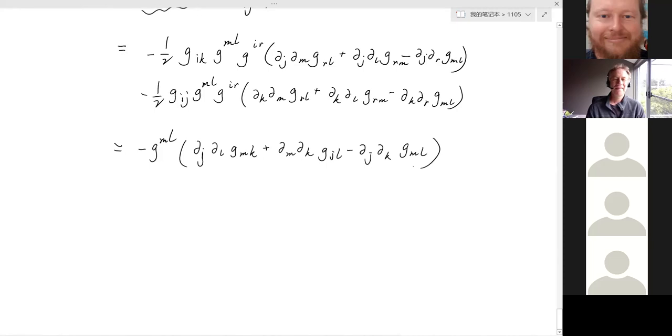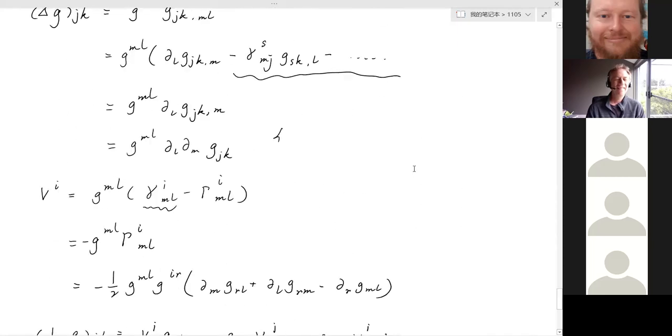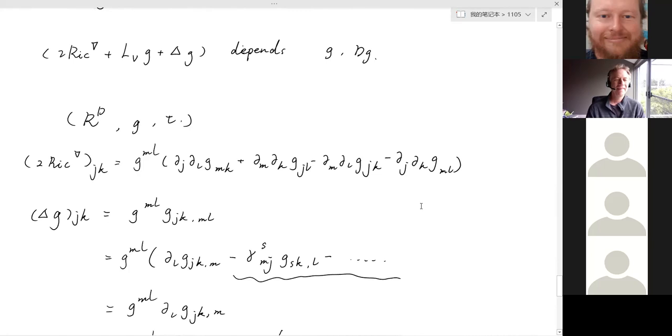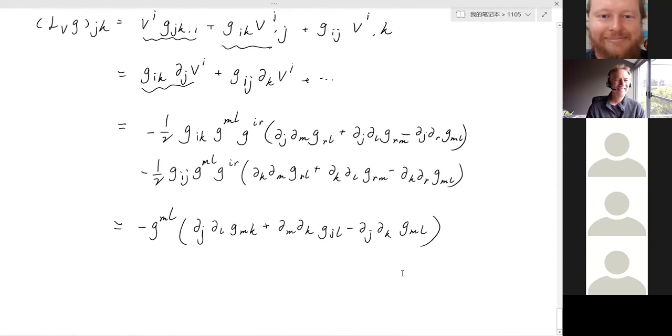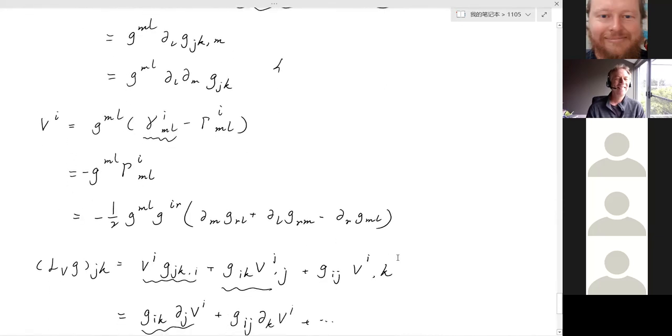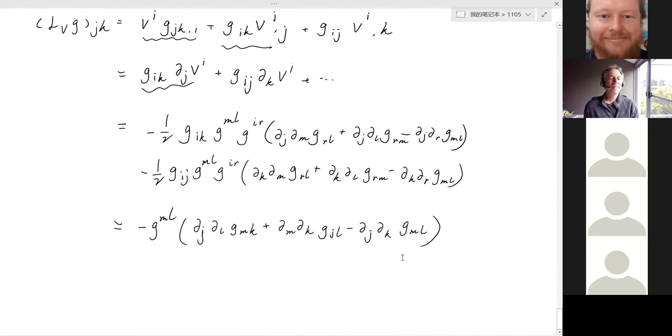Okay, we have computed three terms: this one, and this one, and this one. So we can see that the Ricci curvature plus L_V G plus Laplace G depends only on DG and G.